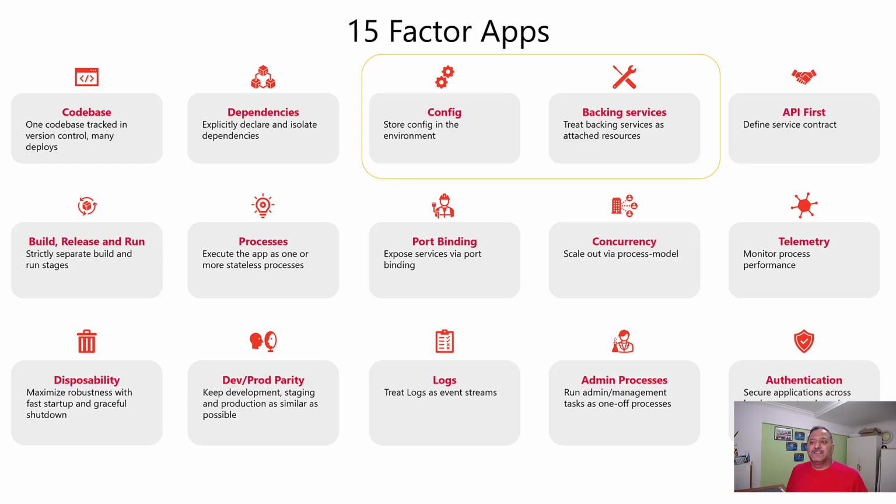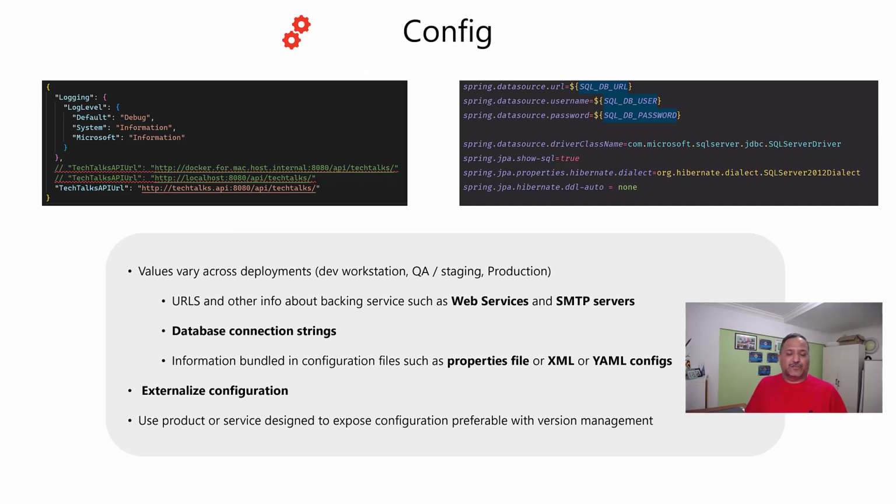So configuration in the earlier 12 factor apps referred to storing configuration in the environment variables, storing everything as a config in environment variables. And the backing services was to treat the backing services as the attached resource. So let's do a deep dive into these 2 factors in this video. Let's start with looking at config or configuration.